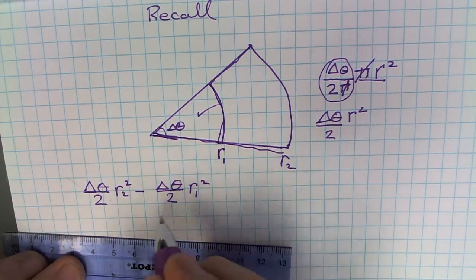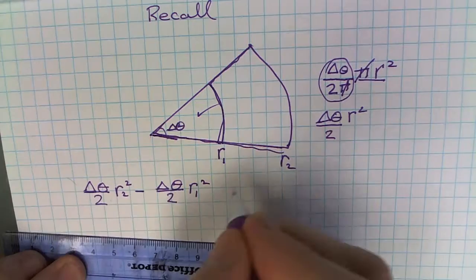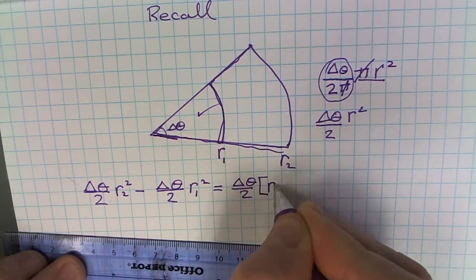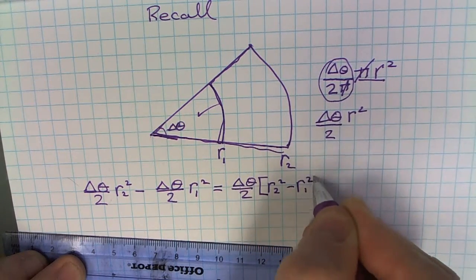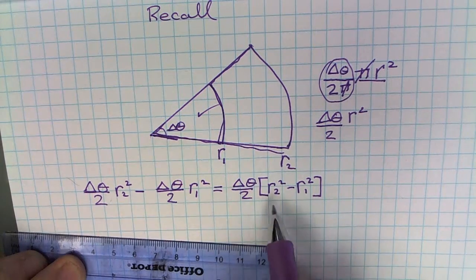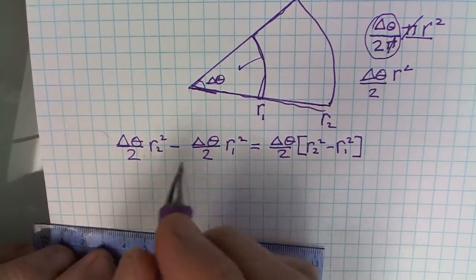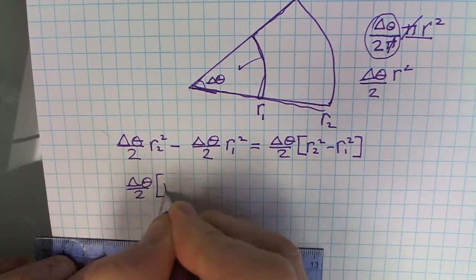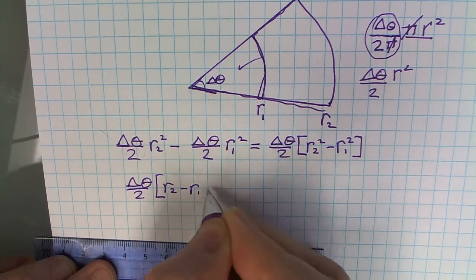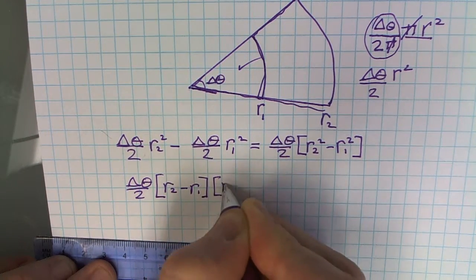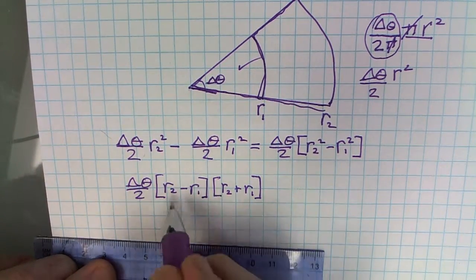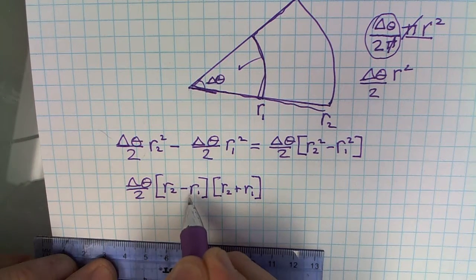Now I can do a little algebra here. I'll factor out a common factor, which is delta theta over 2. And now look what I have: R2 squared minus R1 squared. This is begging for more algebra, because it's a difference of squares. So I have R2 minus R1 times R2 plus R1, because that's how we factor a difference of squares. R2 minus R1, let me just call that delta R.